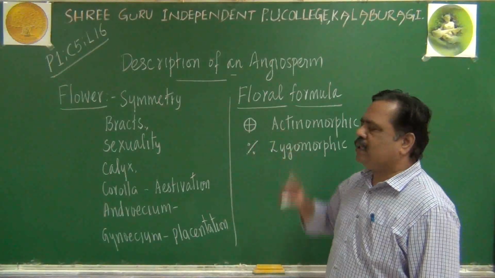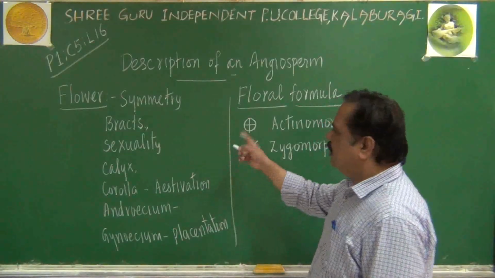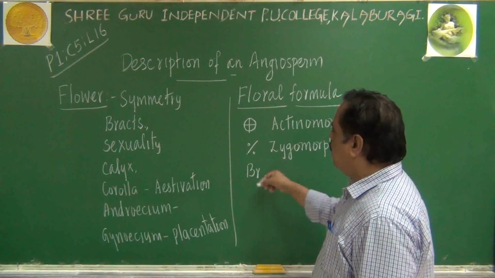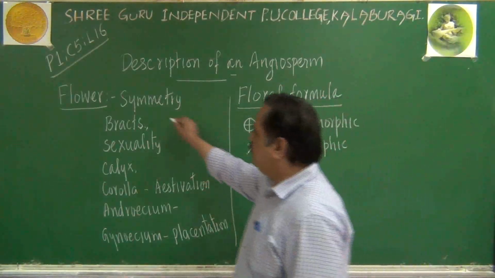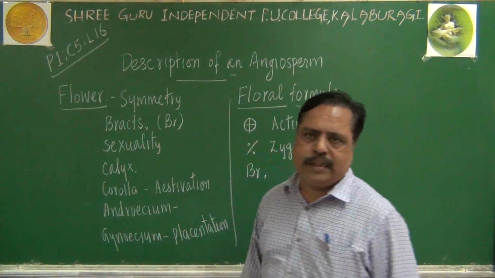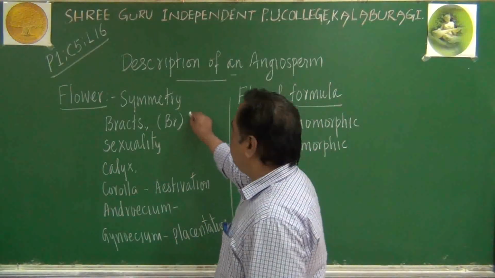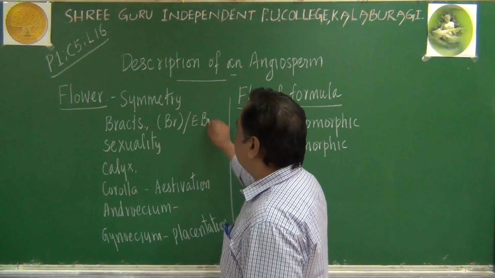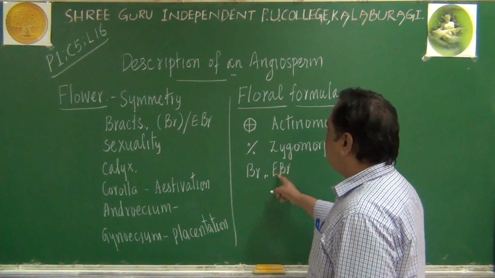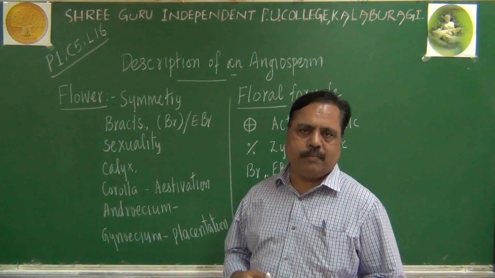Actinomorphic flower is represented with this symbol. Then I can write, if it has got bract, I will use the symbol called BR here. If I write BR, it indicates bracteate flower. Suppose if bract is absent, I can write EBR here. EBR means ebracteate, absence of bract.